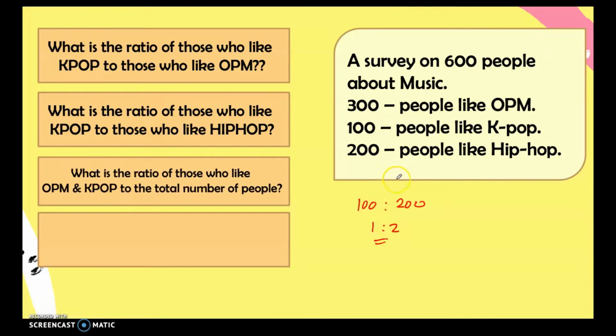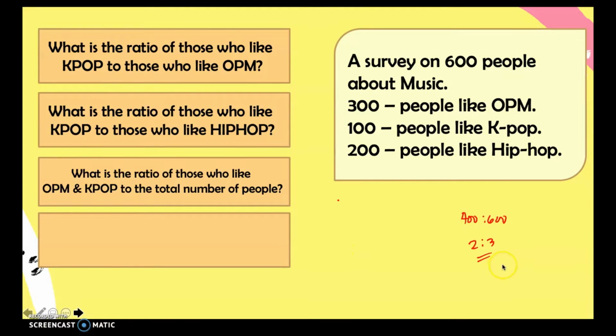Next, what is the ratio of those who like OPM and K-pop to the total number of people? So since this is OPM and K-pop, we need to add the two. So OPM and K-pop, we have 300 plus 100, we have 400. Then the total number of people, which is 600. And simplify, we have 2:3.